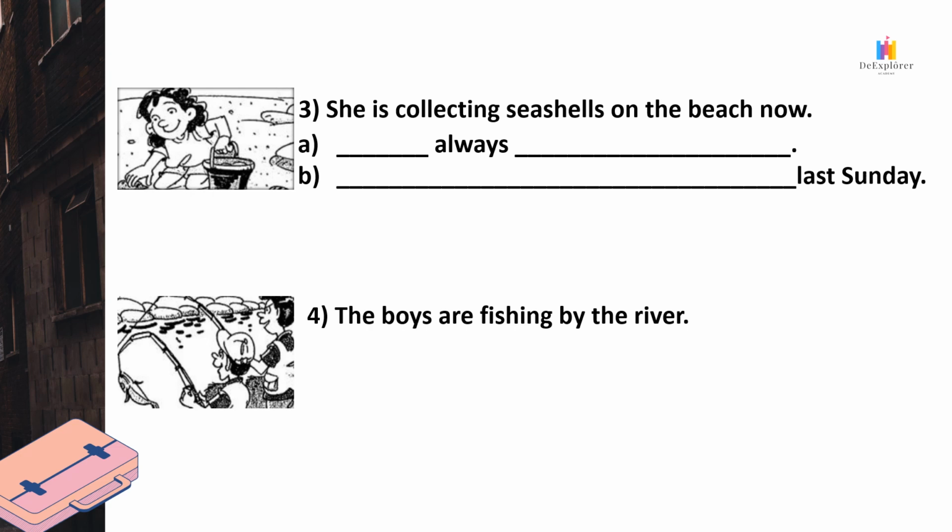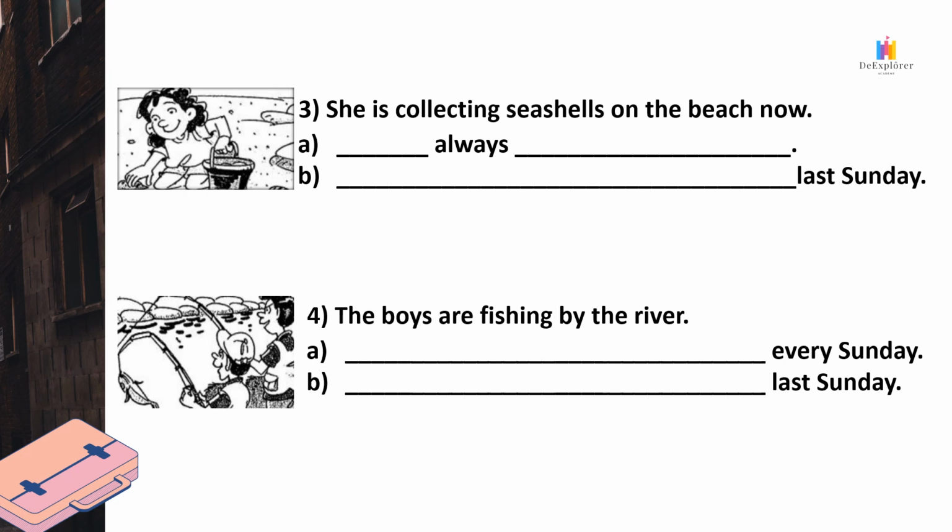The boys are fishing by the river. Meaning, 那些男孩子现在正在河边钓鱼. Every Sunday, 在河边钓鱼. 每个星期日, fishes. Fish 的动词来啦, fish 动词, 加S的话就 fishes, F-I-S-H-E-S. And the last one B, last Sunday. 是上个星期日过了, 所以要 past tense. So past tense of fish 是什么?